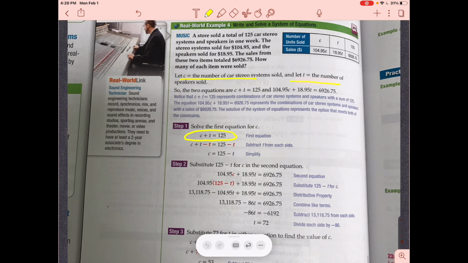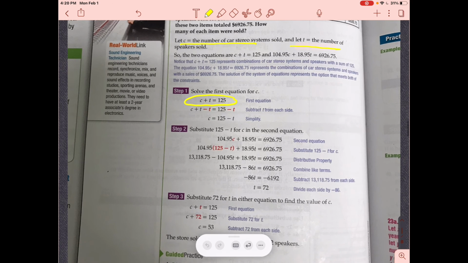The other piece of information has the values of things in it. So we know that each car stereo was $104.95, so we're going to multiply that together to get our total that we made on car stereos. And we know that each of the speakers was $18.95, so we're going to multiply $18.95 times the number of speakers to find out how much money we made off of those. We're going to add those two chunks up and get this total amount that we sold. The thing that we don't know is how many car stereos there are and how many speakers.